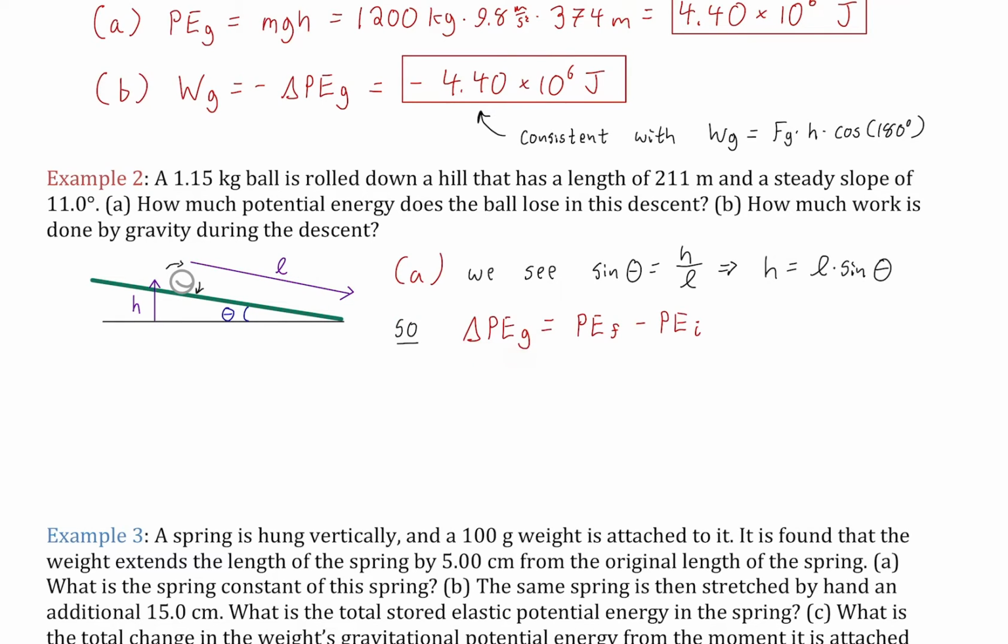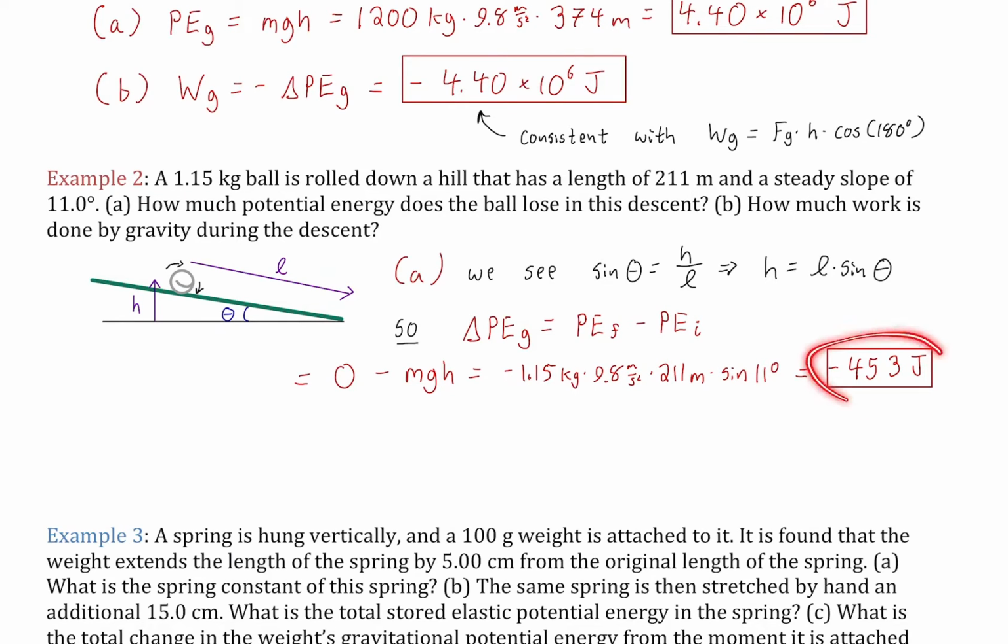Therefore the change in potential energy of gravity here is PE final minus PE initial. Here I'm writing it out as a change, just to be clear. PE final, once it gets to the bottom, is zero leftover gravitational potential energy, because here we're calling this y equals 0. That's as low as you can go in this particular system. Then minus the initial potential energy, mgh. So we'd have negative 1.15 times 9.8 times 211 times sine of 11 degrees, because this together is our h. When we plug in all the numbers, we have negative 453 joules. That's how much the potential energy changed. We could also say we lost 453 joules, but the change was negative 453.